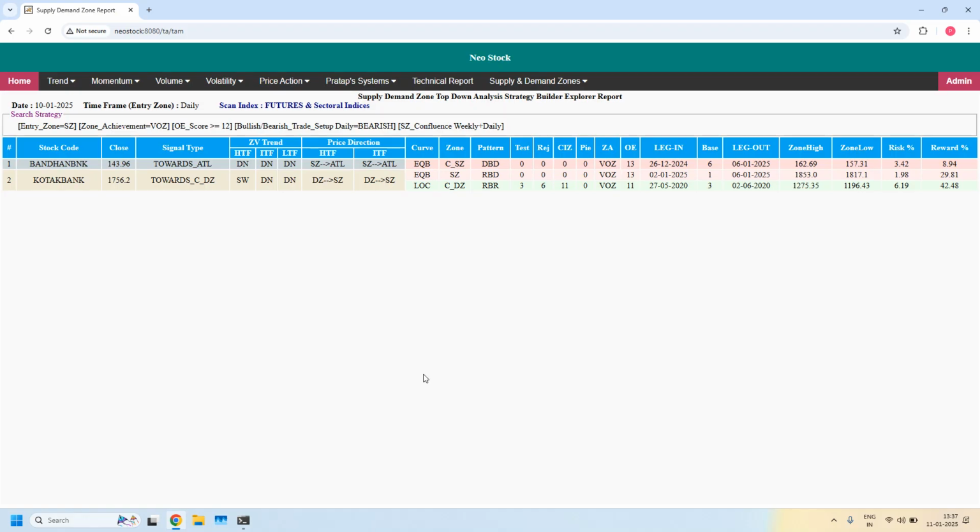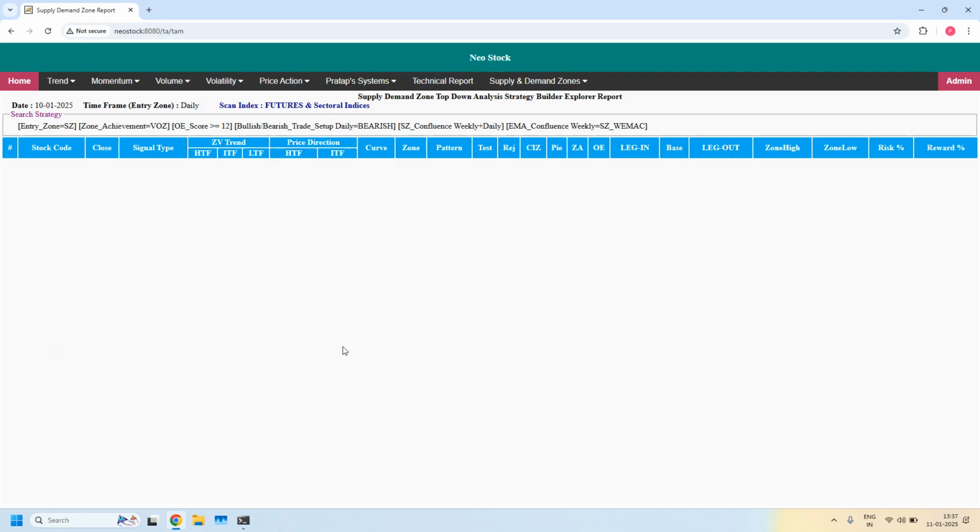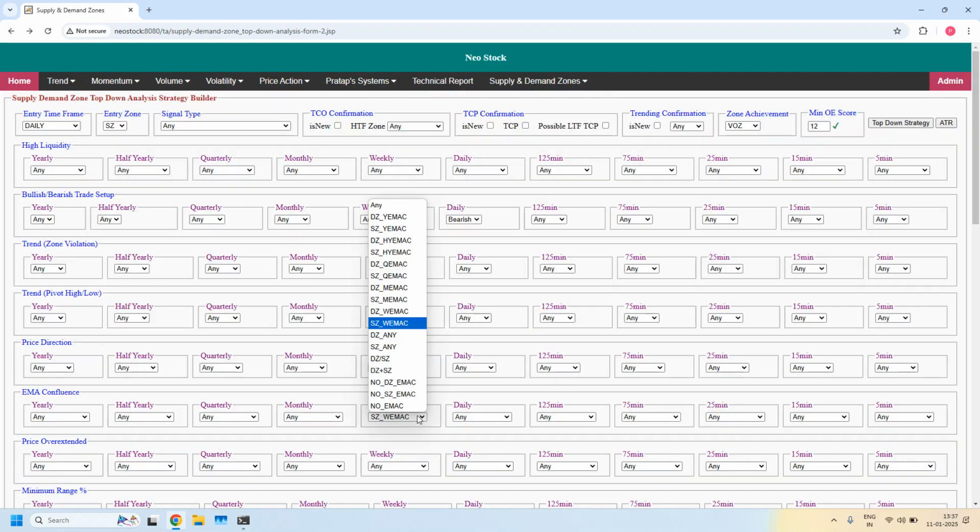Now let us identify how many of these weekly supply zones have weekly EMA confluence, because daily is part of weekly and the weekly trend is down. So for the EMA confluence at the weekly time frame, because the daily supply zone is part of the weekly supply zone, I am setting the filter: weekly supply zone having weekly EMA confluence. With this filter, we did not get any stock, so that means none of the zones have weekly EMA confluence. Not a problem. Let us remove this EMA filter.